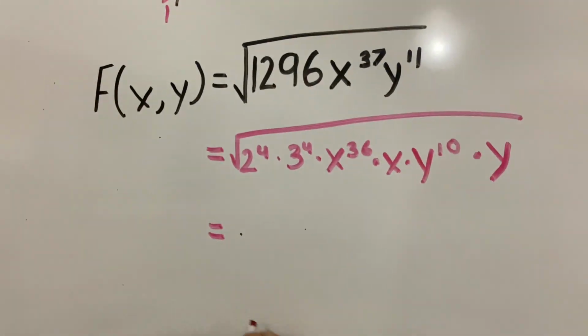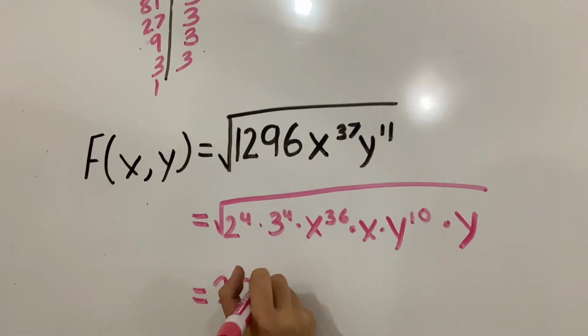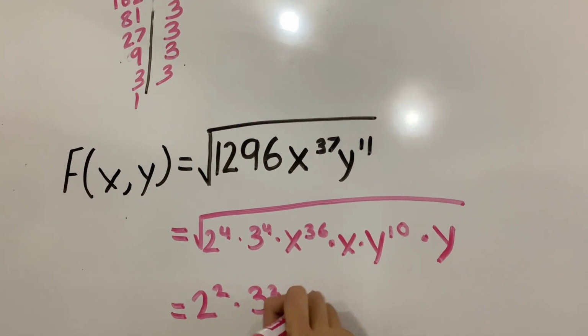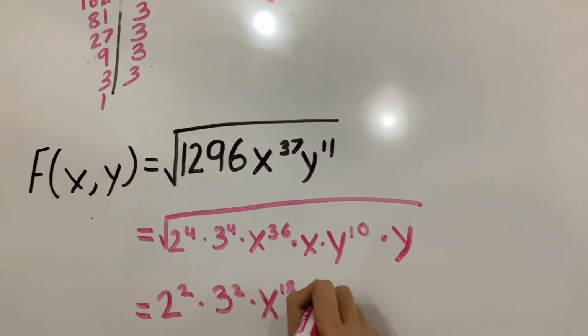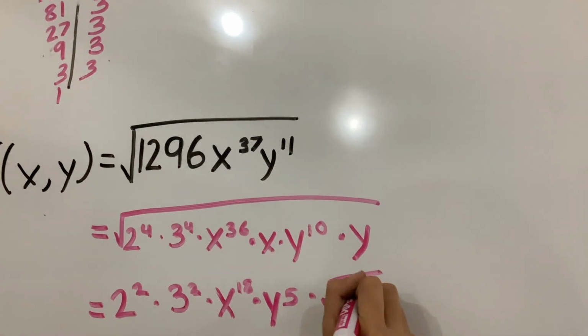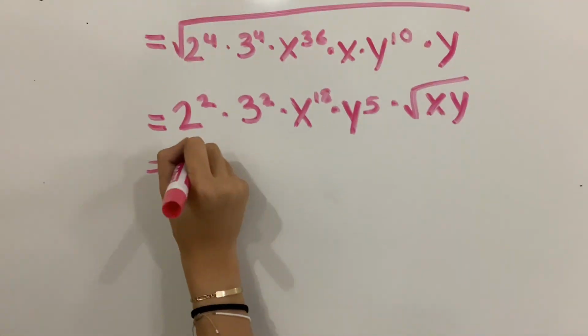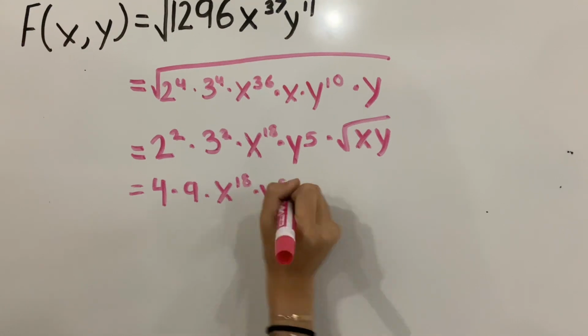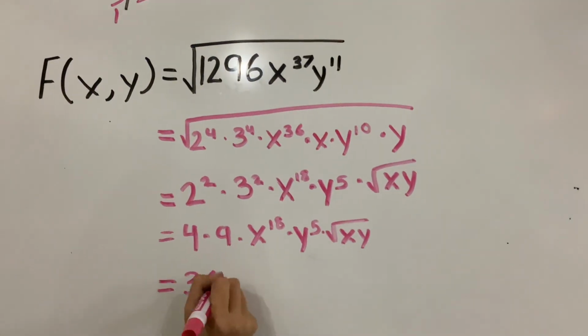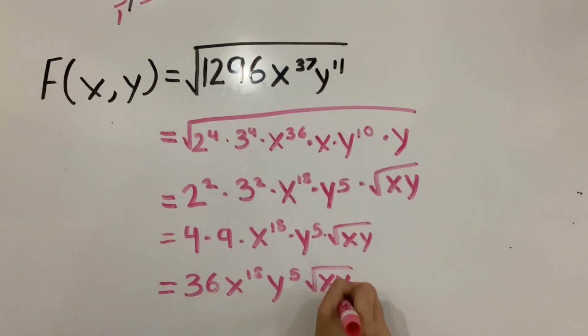Like last time, we get the numbers multiplied by 1/2 outside the square root and the ones that can't inside. In this case, it's just x and y since they have an exponent of 1. Now just simplify, multiply the numbers, and put the variables together. And there you have it.